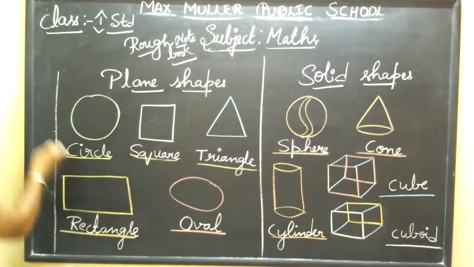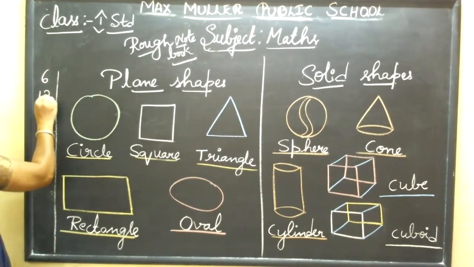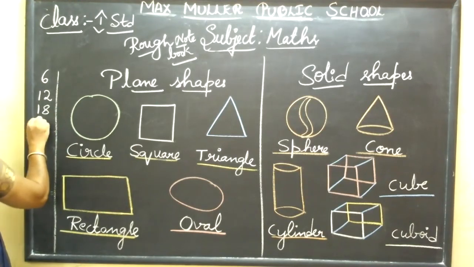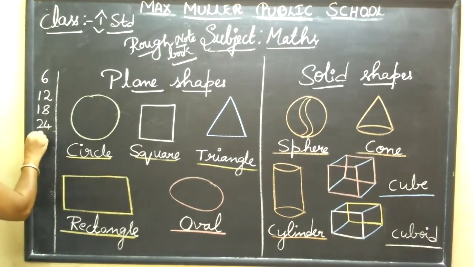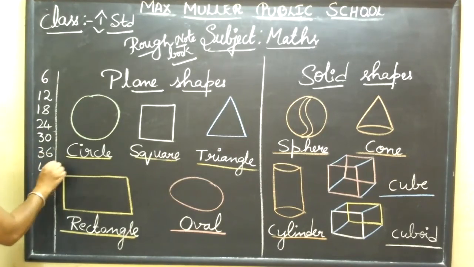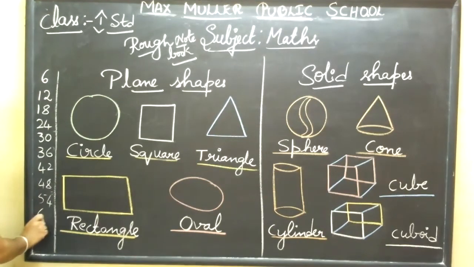Then 6 ones are 6. 6 twos are 12. 6 threes are 18. 6 fours are 24. 6 fives are 30. 6 sixes are 36. 6 sevens are 42. 6 eights are 48. 6 nines are 54. 6 tens are 60.